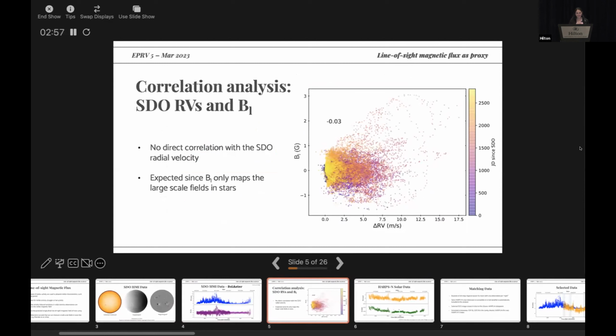We are kind of expecting this anyway, because the longitudinal line of sight magnetic flux, or BL, only really maps the large scale fields in stars. So we do need to get a bit more creative in our analysis techniques. At the same time, before we go any further, we have to realize that the type of information we get out of SDO is not really fully representative of what RV surveys will look like, not with precision, not with cadence, or anything of the sort. So instead, let's look at something that is a bit more representative of stars and RV surveys for stars.